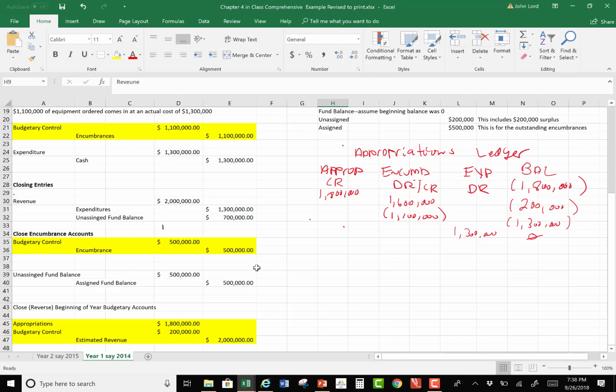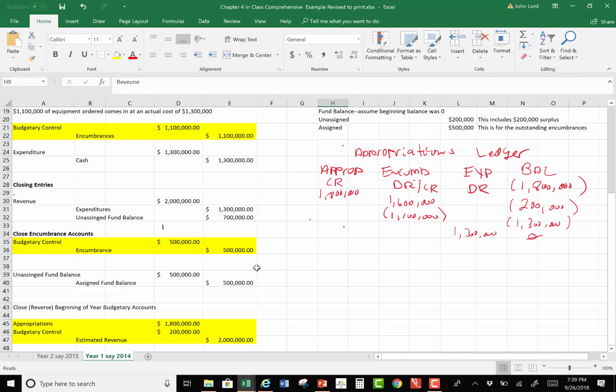So I go ahead and I debit budgetary control for 500,000 and credit encumbrance for 500,000. That's closing the budgetary entry. That's the same entry I would make if those goods came in, wouldn't I? Same exact entry. I would have made that same entry if they came in, but they haven't come in yet. But I must close my budgetary entry accounts at the end of the year.